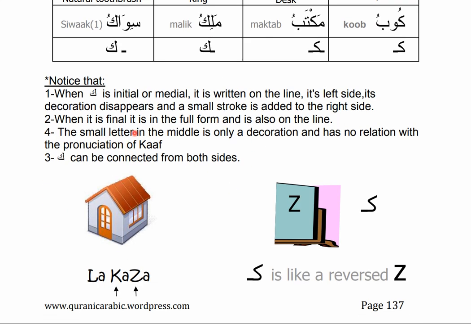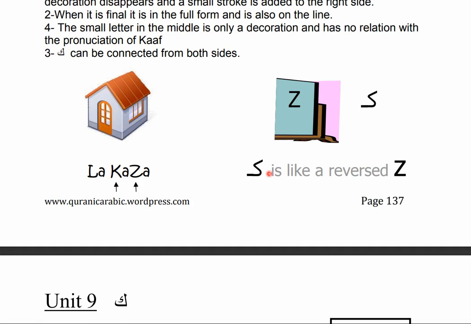So when it's final, it is in the full form and is also on the line. The small letter in the middle is only a decoration and has no relation with the pronunciation of the kaf. Kaf can be connected from both sides, as you can see here. They are showing that kaf is just the mirror image of English Z. It is just reversed.